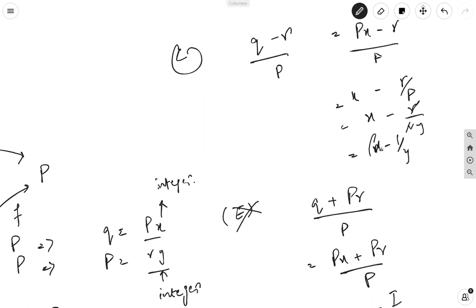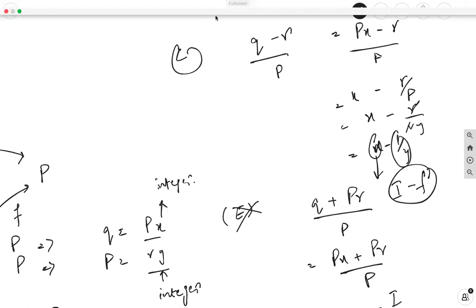And what we said earlier is that x is an integer, and this is a fraction. So integer minus fraction can never be an integer value. Anyone got this? Yes, got it. This is a very quick way to solve this.